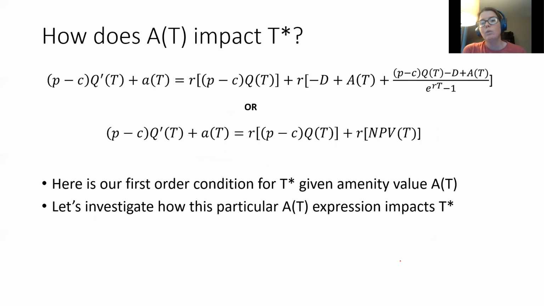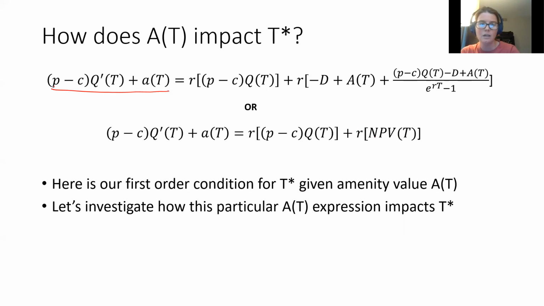Now we want to think about what the effect of this carbon payment and fee policy would be on the intensive margin. So we want to understand what's the effect of this policy on the rotation length. And to do that, we're going to look at the first order condition in our amenity setting.